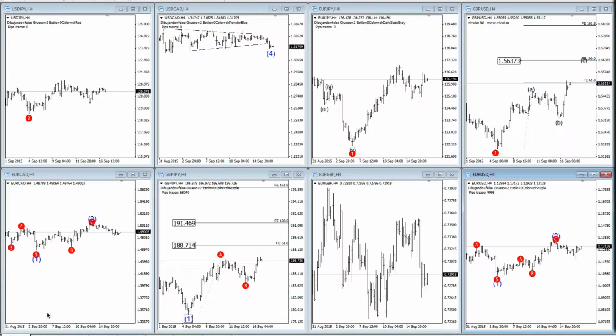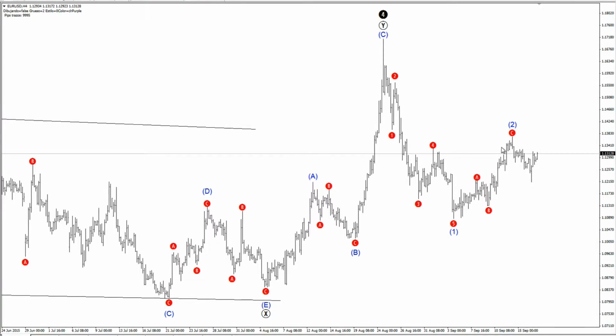And first up is Euro USD. Okay, and yesterday we saw a push upwards in Euro USD. The price now is 113.13, and this might be a small degree wave 2 correction.